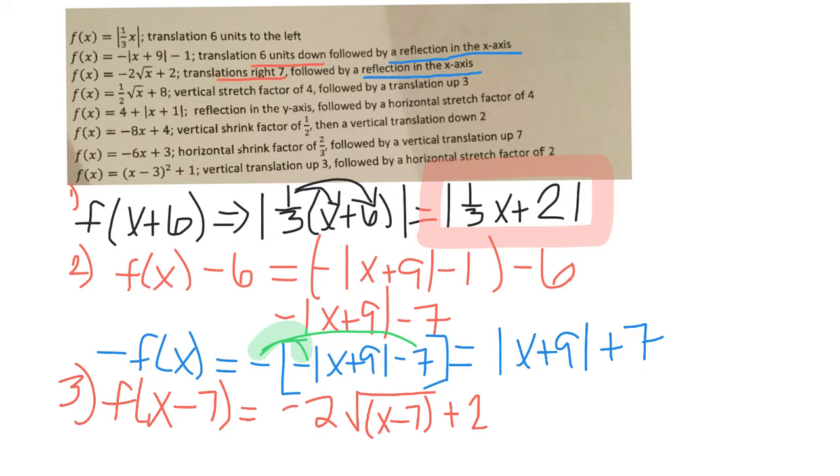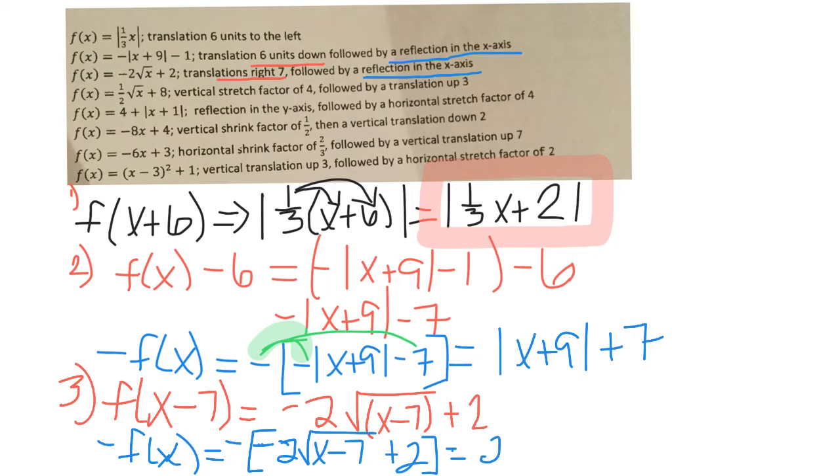And then next we're going to do the reflection in the x-axis, which again is negative f of x. The y-axis is when the negative's on the inside. So I'm going to multiply the whole thing by a negative. And I get positive 2 square root of x minus 7 minus 2.